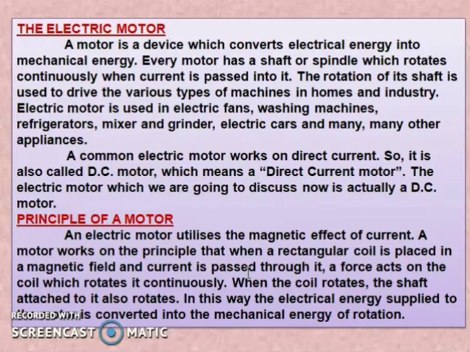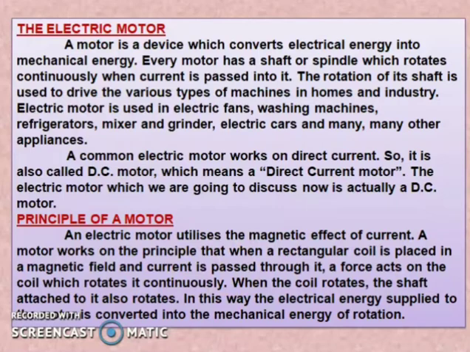So in the principle, there is a rectangular coil placed in a magnetic field, and current passes through it. The force acts on the coil, which rotates it continuously. When the coil rotates, the shaft attached to it also rotates. In this way, the electric energy is converted into mechanical energy. So this is the principle of a motor.